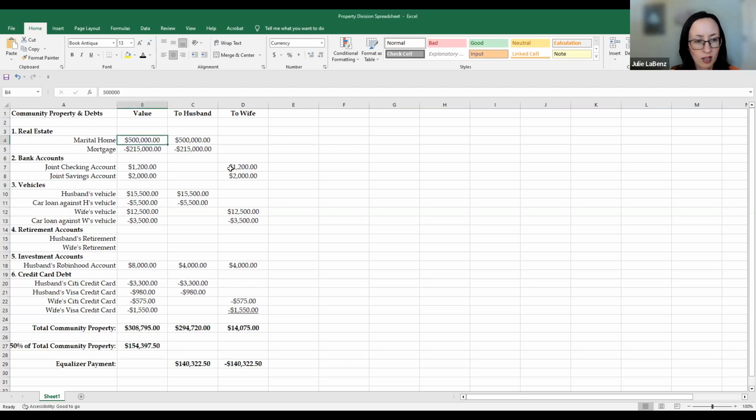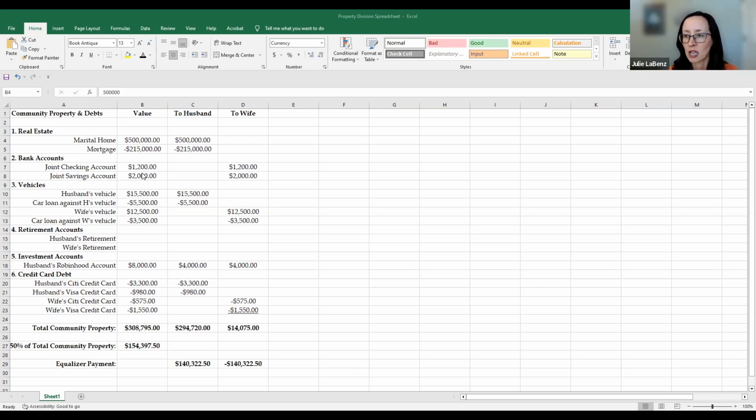Okay, bank accounts. This is another thing where a lot of times, for values, people will use the value as of the date of service of the petition for dissolution. That's definitely an option. But in reality, beyond the date of service, there are withdrawals, deposits, and all sorts of transactions that continue to happen in the accounts. So it's really a case-by-case basis.